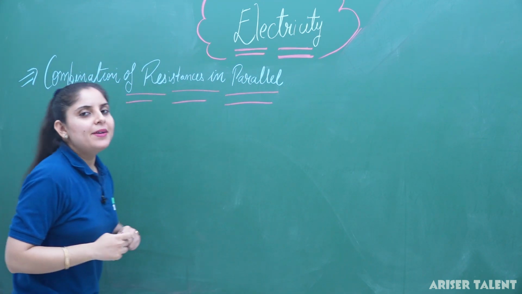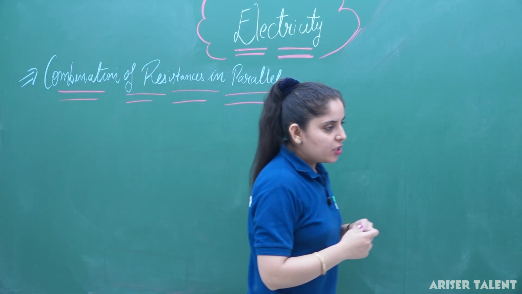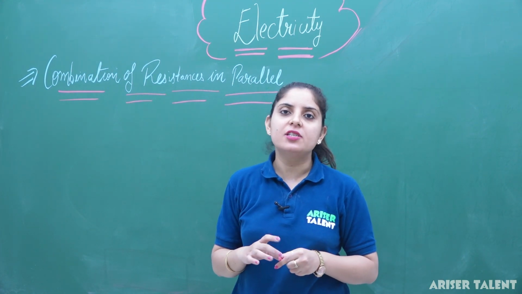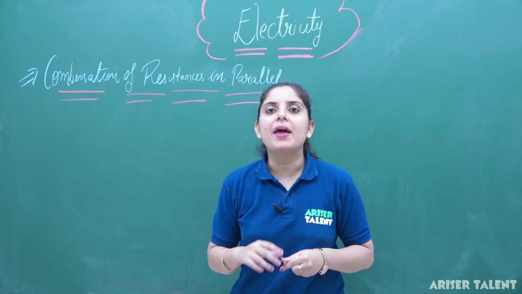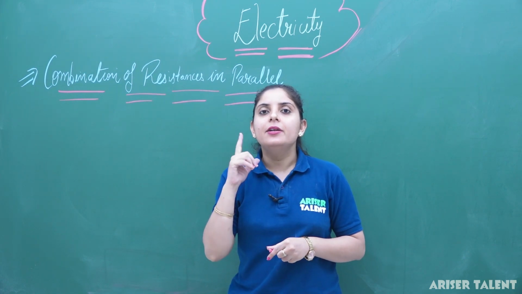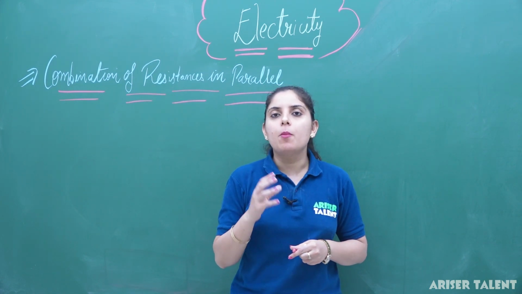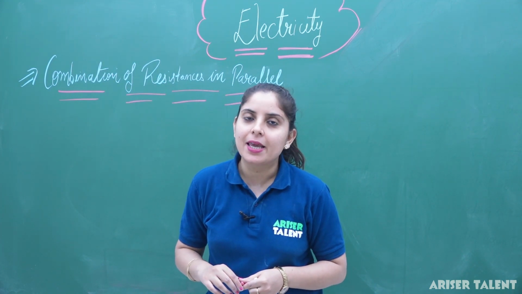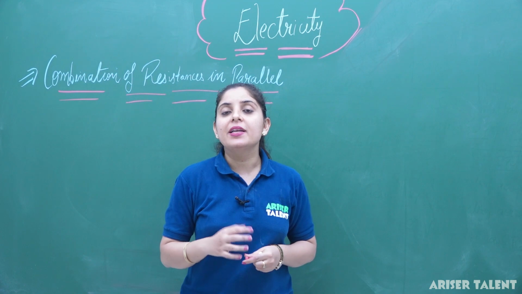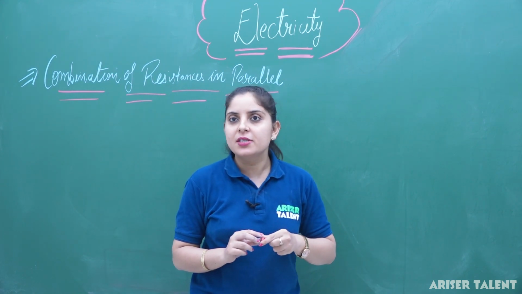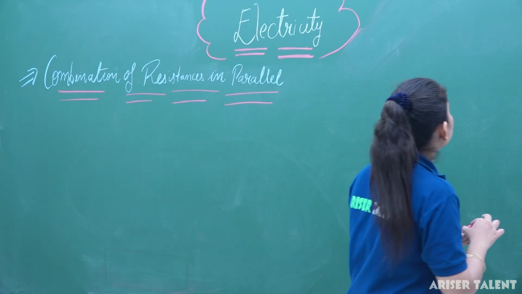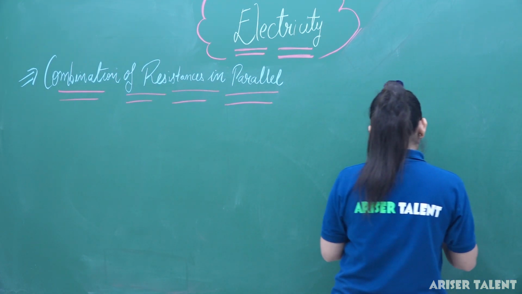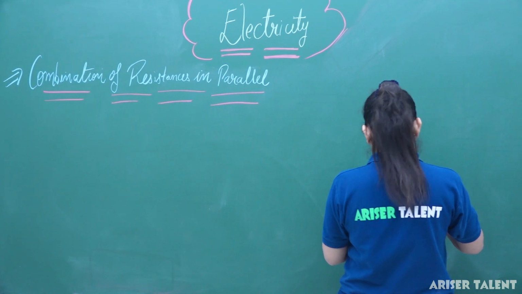Now, what happens in case of the parallel combination? We have seen in the series combination, the current flowing through each resistor will be same, but in case of parallel combination, we will see that different current will flow through the different components attached to the system, but the voltage across the system will be same, and in parallel combination, we will get a different equation as compared to the series combination. So, first discuss the circuit diagram for the combination in parallel. So, let us draw the diagram here.